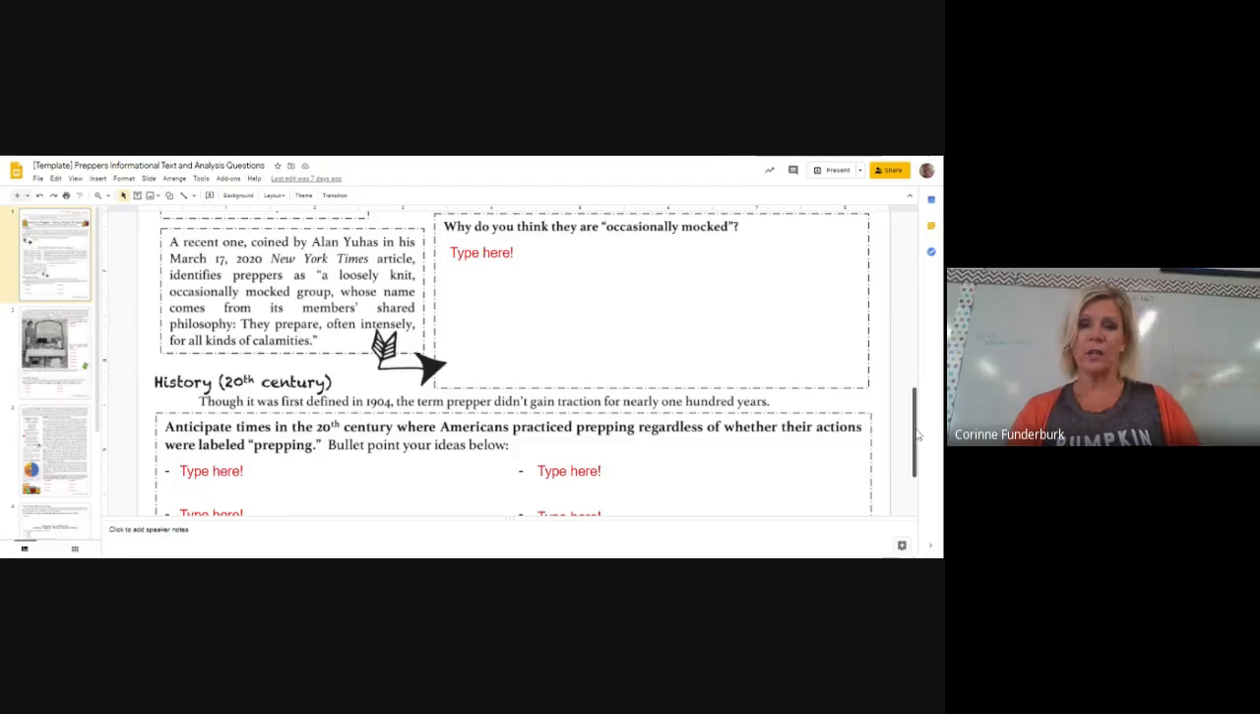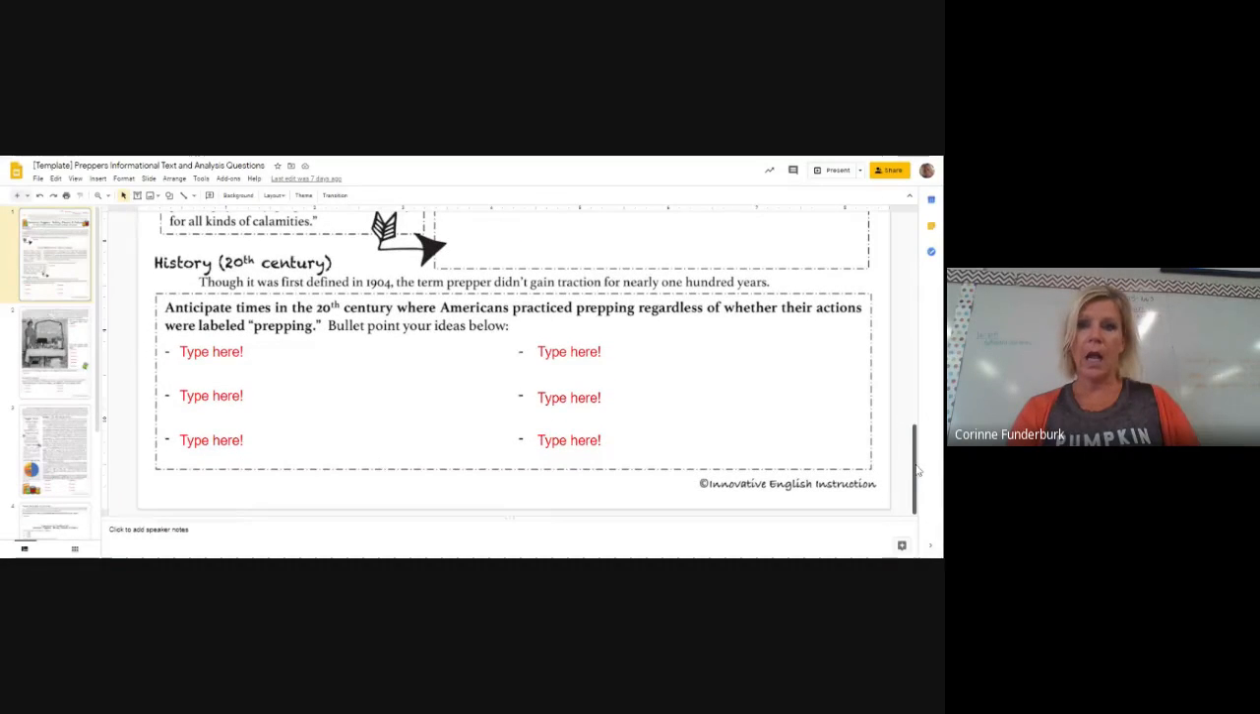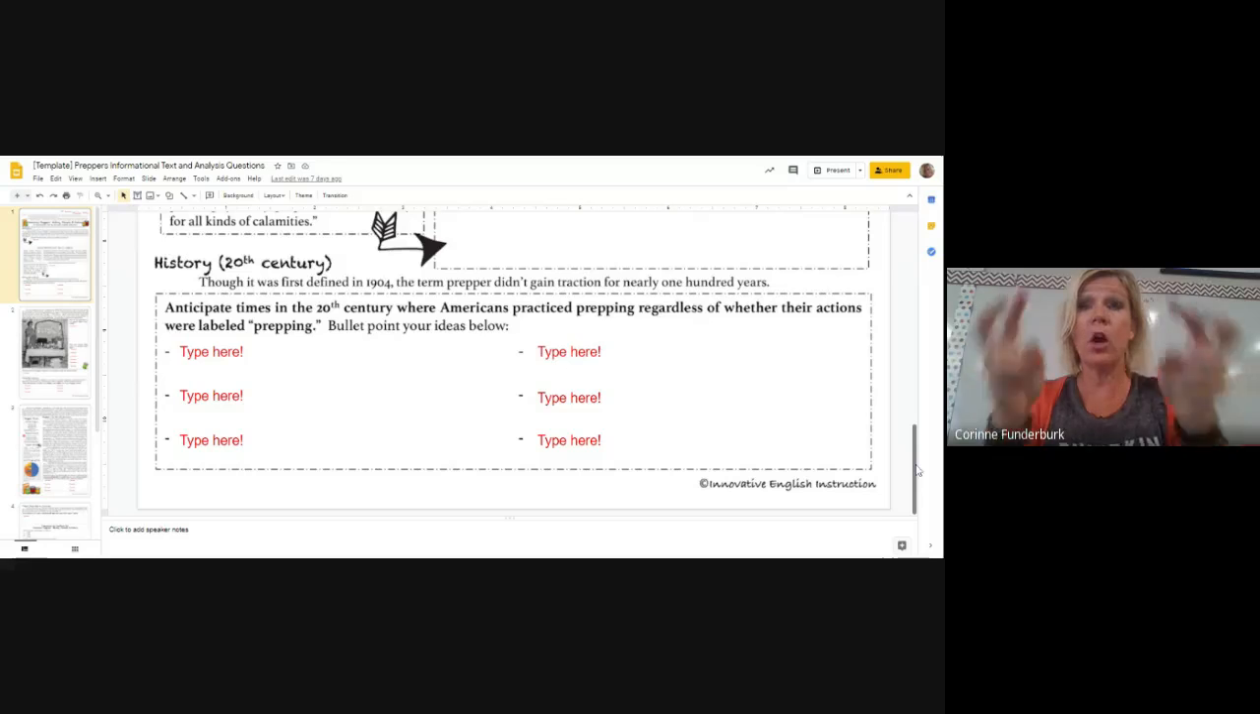If it has a bulleted list, look at all these bulleted things right here. Type here, type here, type here. And when it talks about anticipate times in our time period, the 20th century that we're living in right now, or the start of the 2000s. Okay, now some of you might have not been. But anyway, since you've been born, since you've been little and lived through, all the way up to now, what are other things that happen in history that would be called prepping? What have people been prepping for?